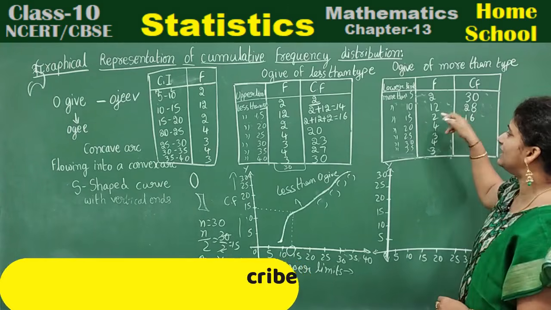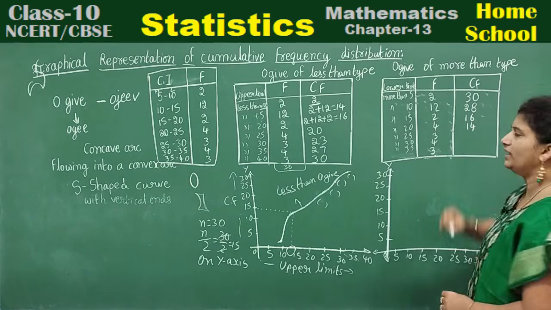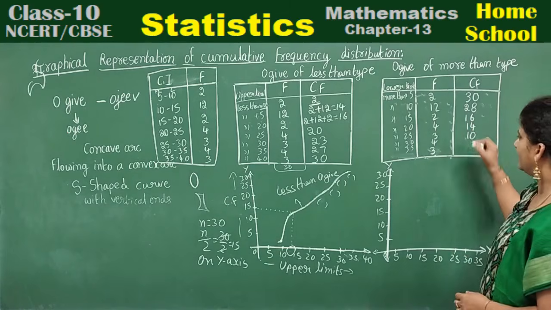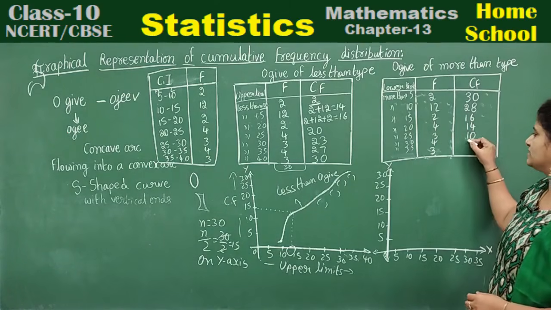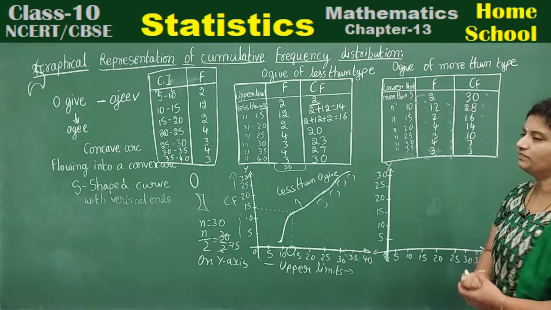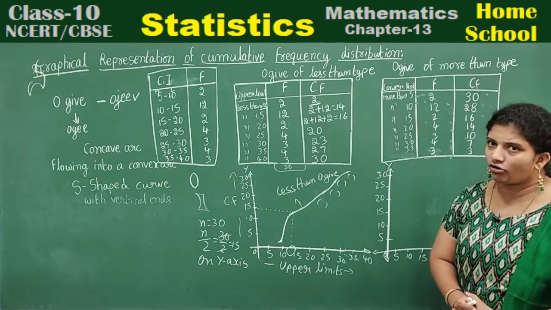Then in 16 again subtract 2, 14. 14 subtract 4, 10. 10 minus 3, 7. 7 minus 4, 3. Have to observe whether our table is right or wrong.